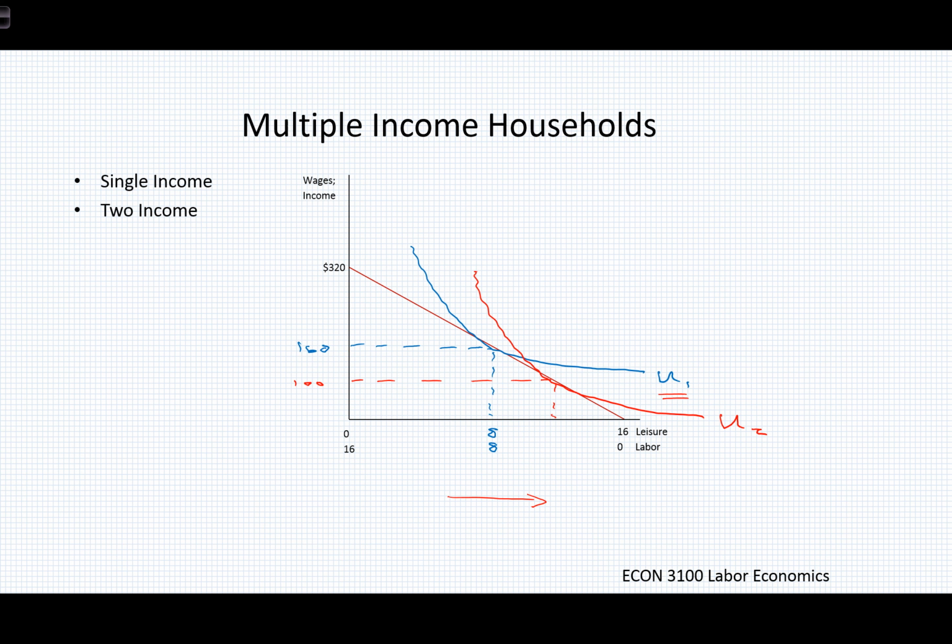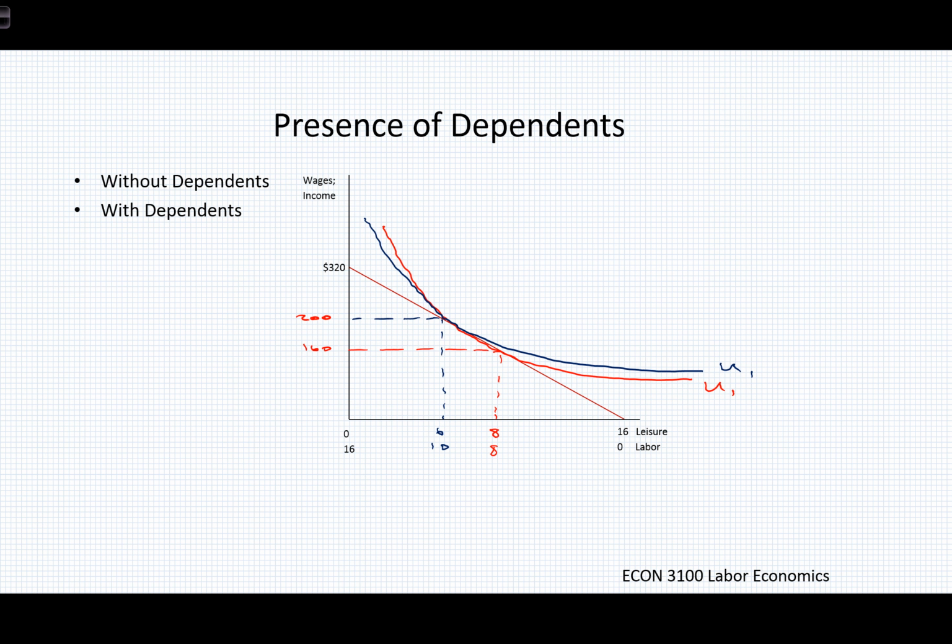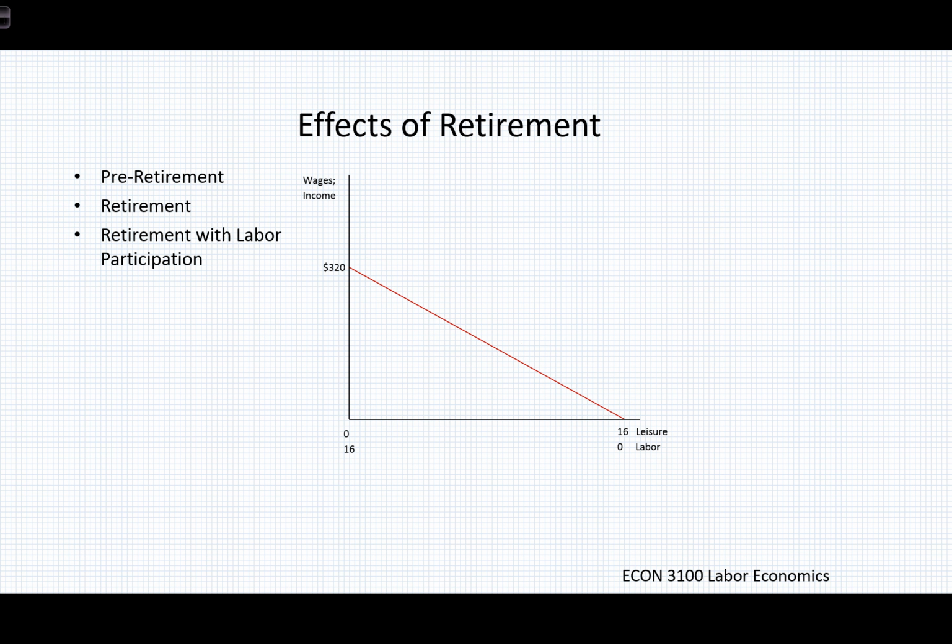So as we saw the indifference curve move because of a shift from 1 to 2 incomes, we saw that we had more leisure and less labor per worker. As we see the indifference curve shift as we increase dependence, we see that we have less leisure, more labor. So that's really what we're wanting to think about, because this has everything to do with labor supply. So now let's think about the effects of retirement.